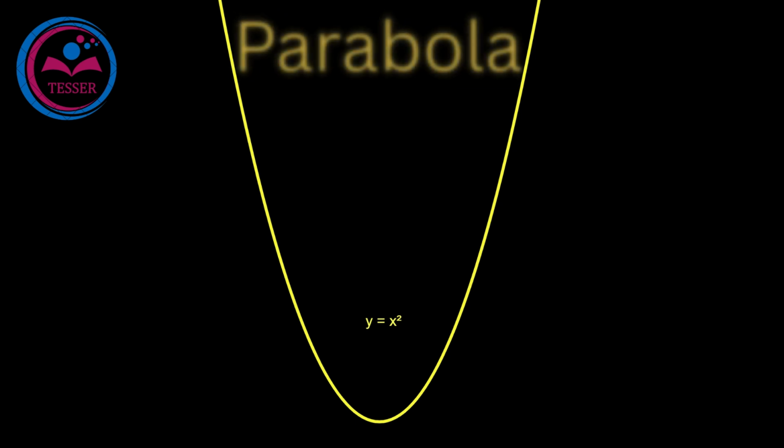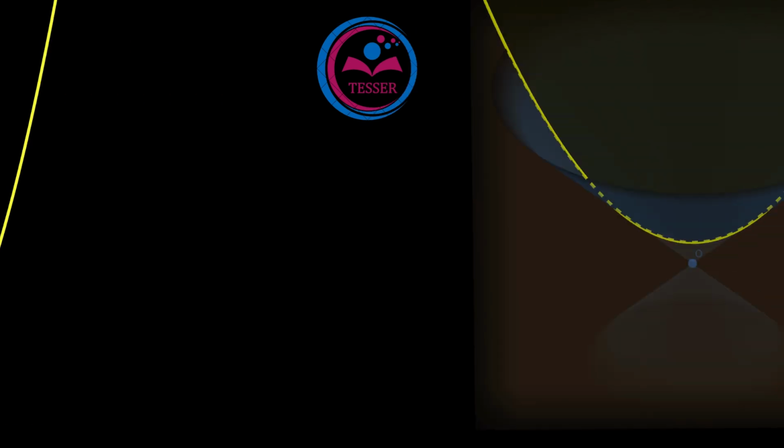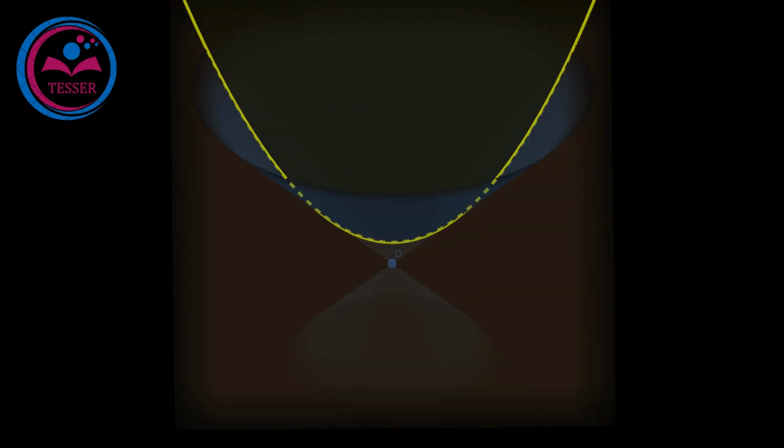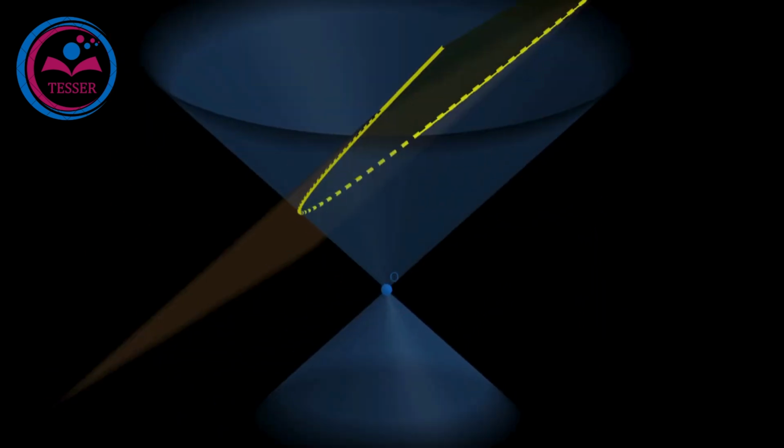Welcome. You likely know the parabola as the simple equation, y equals x squared. It is a staple of high school algebra, a smooth curve on a flat graph. But long before coordinates and formulas, the ancient Greeks defined it purely by geometry. They knew it as the specific shape you get when you slice a cone, parallel to its side.